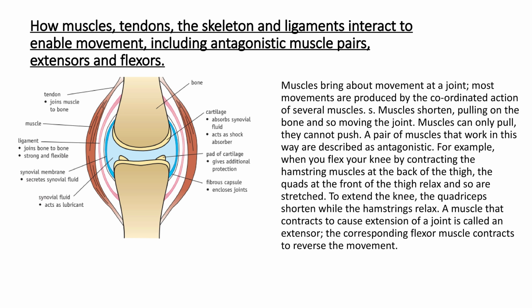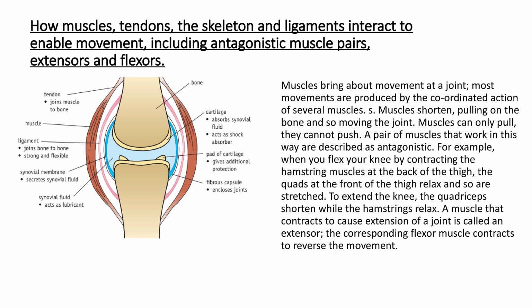How does muscle bring about movement? Muscles bring about movement at a joint. Most movements are produced by the coordinated action of several muscles. Muscles shorten, pulling on the bone and moving the joint. Muscles can only pull, but they cannot push. A pair of muscles that work in this way are described as antagonistic. Antagonistic basically means that when one muscle contracts, the other relaxes. So that's how muscle movement is coordinated.